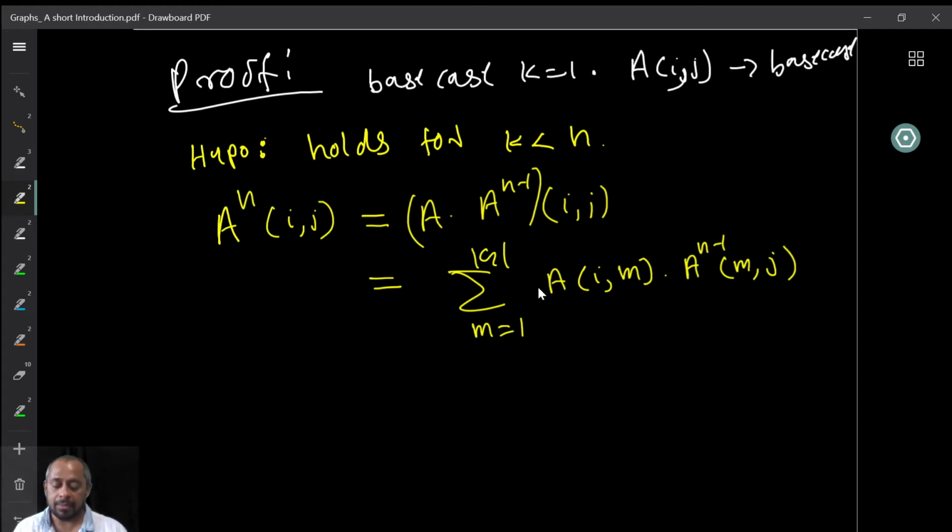So this will give you the number of walks of length n from Vi to Vj, because every such walk basically goes from Vi to some vertex, one of the vertices in the graph, and then continues from there to j with these many steps. Therefore, there is a one-to-one correspondence, and we see that this is precisely what we wanted. So this proves the result.